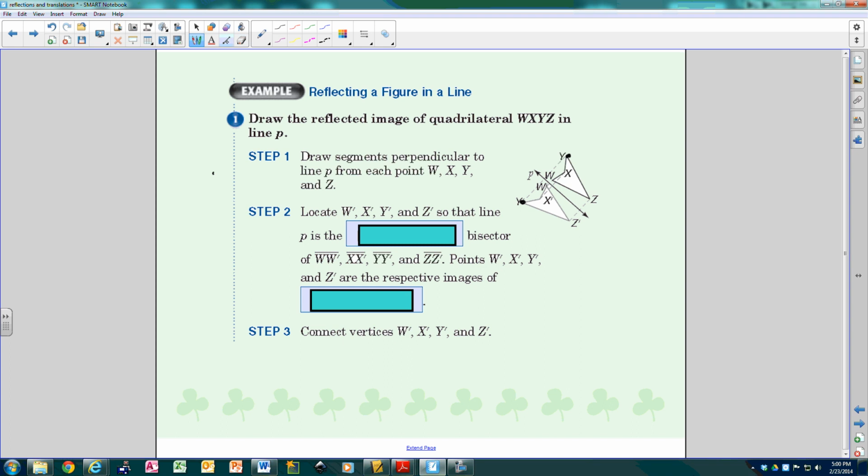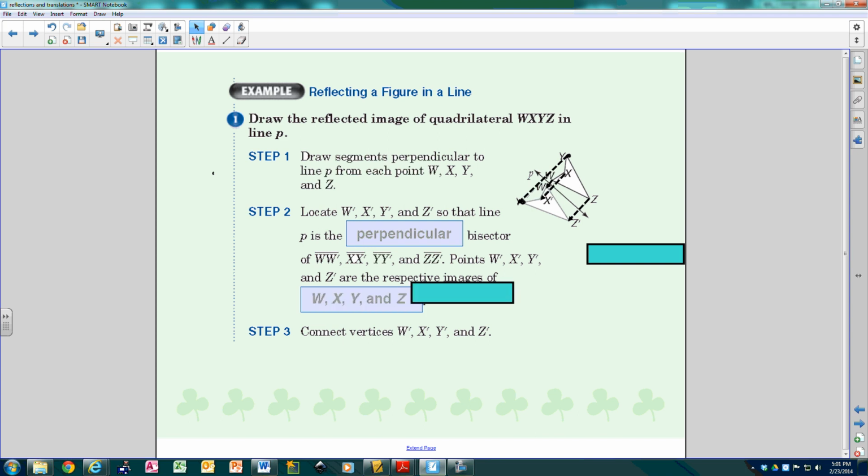So what you're going to do is draw these perpendicular lines. So draw a perpendicular, see how it's perpendicular to line P, and then go from W to W, from X to X, from Z to Z. It's a lot easier on a grid, I promise. It is a little strange without a grid. So we locate W prime, X prime, Y prime, and Z prime so that the line P is the perpendicular bisector. So this line here is the same distance from everything.